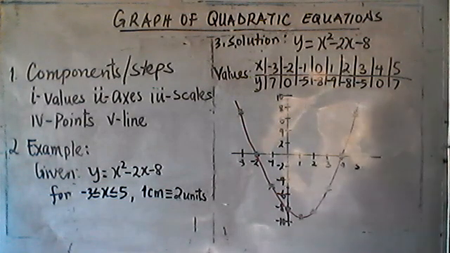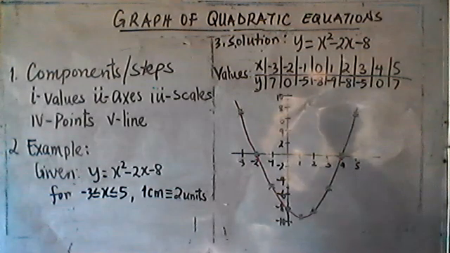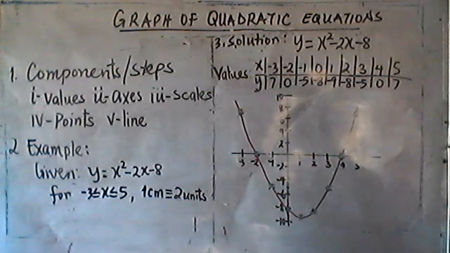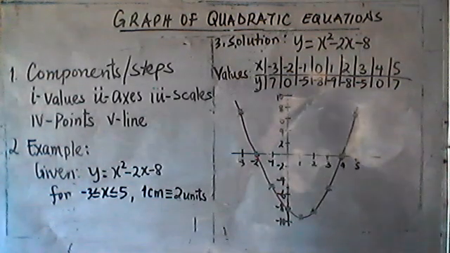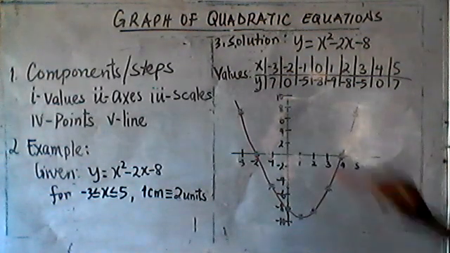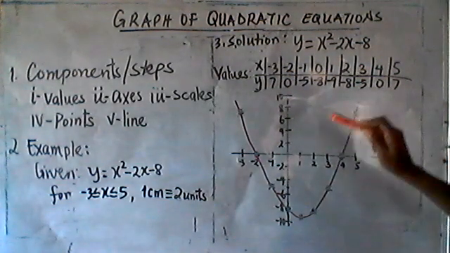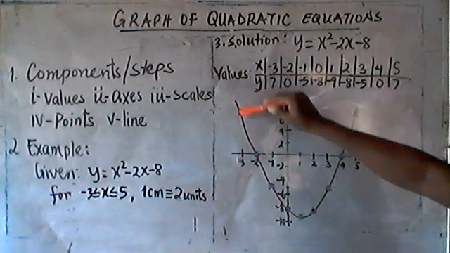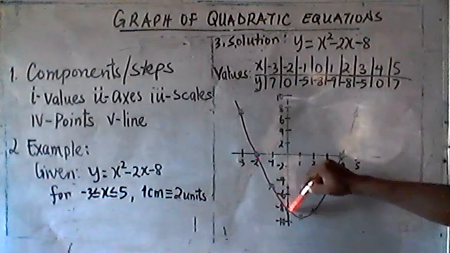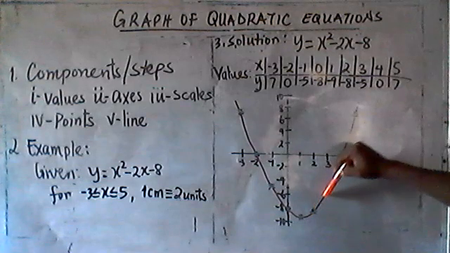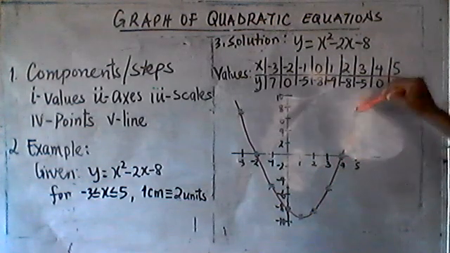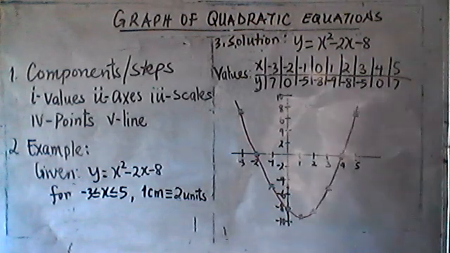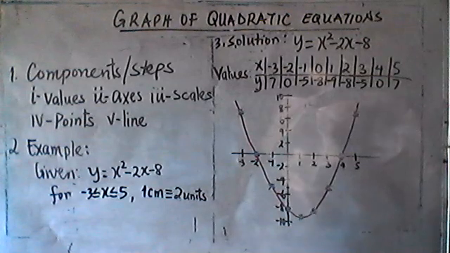Then the last step is drawing a very smooth curve. Here you should be very, very careful when you are drawing. Your line must pass through all the points located. From here, it comes down, and make sure it curves well here up to the last point. So that is how you draw a graph of a quadratic equation.